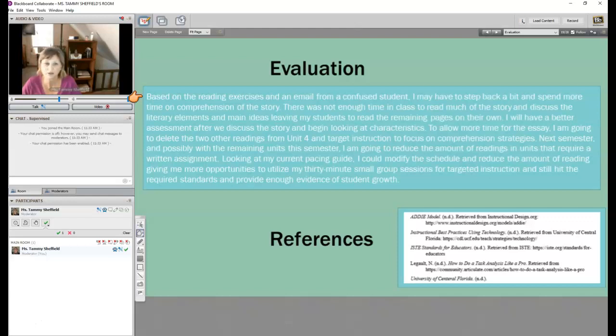Next semester, and possibly with the remaining units this semester, I am going to reduce the amount of readings in units that require a writing assignment. Looking at my current pacing guide, I could modify the schedule and reduce the amount of reading, giving me more opportunities to utilize my 30-minute small group sessions for targeted instruction and still hit the required standards and provide enough evidence of student growth.